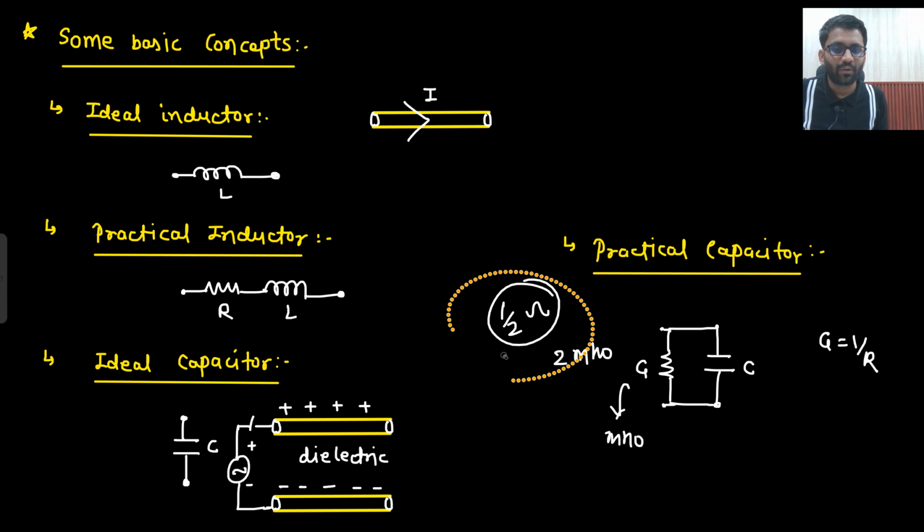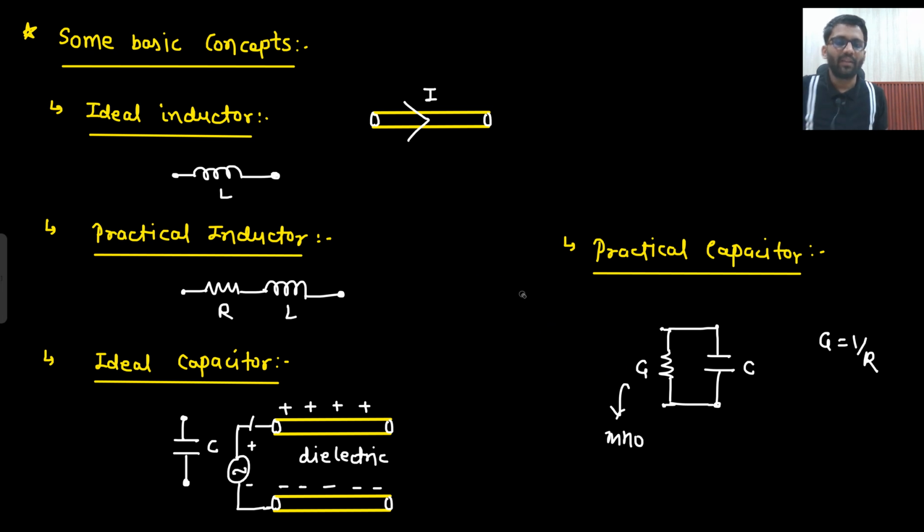So from this slide, what is the conclusion that you need to remember? If in a wire a current is flowing, then because of the conductor there will be some resistance, and because of the current there will be magnetic field. If there is magnetic field, that means there is magnetic flux, and that means there will be inductance. So resistance and inductance will be there. Now, if there are two wires, here there will be positive charge, here negative charge, and in between there is dielectric, then certainly there will be some capacitance as well.